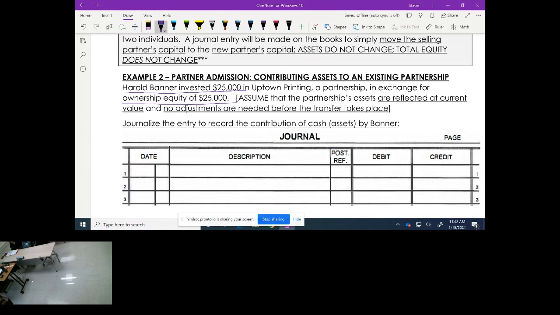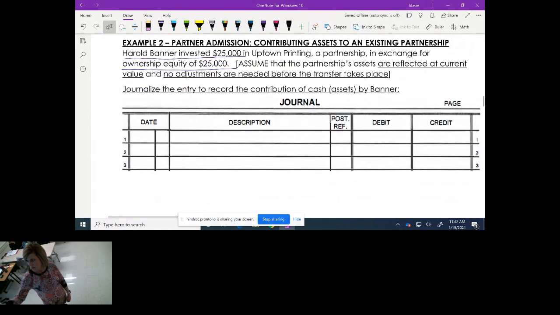But right now, we're starting at the beginning. He's paying 25. He's getting 25. Okay, so I just want you to be in the habit of looking at that. He's putting in 25,000 in cash, and in exchange, he's getting 25,000 in equity, so it's even. All right, so in this case, it says, assume that the partnership's assets are reflected at current value already. We don't have to adjust anything in this particular problem. It's already been done, so we're just going to journalize the entry to record his contribution.